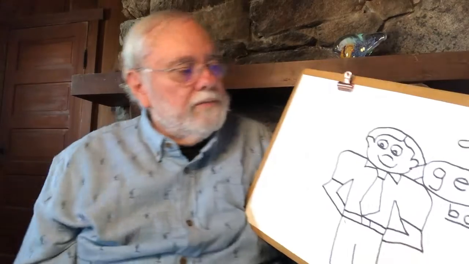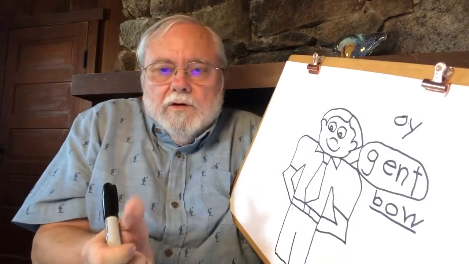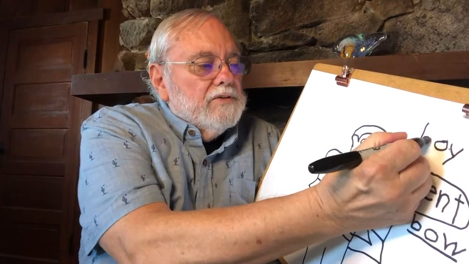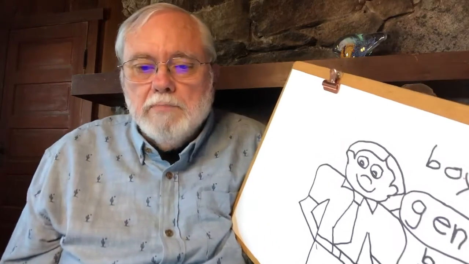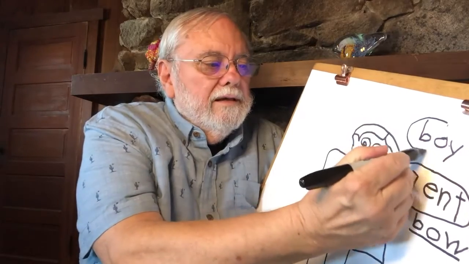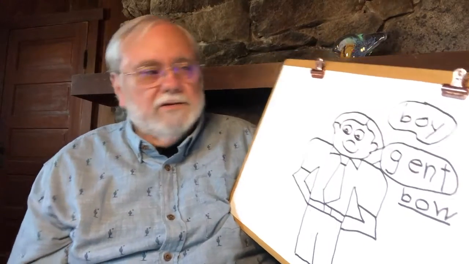What else could we call this? Put an O and a Y on your page. What's the sound for O-Y? Oi for oiling. Put a B in front again. What's our sound for B? B for bowing. Let's put it together. B. Oi. Now what are we going to call him? A boy.